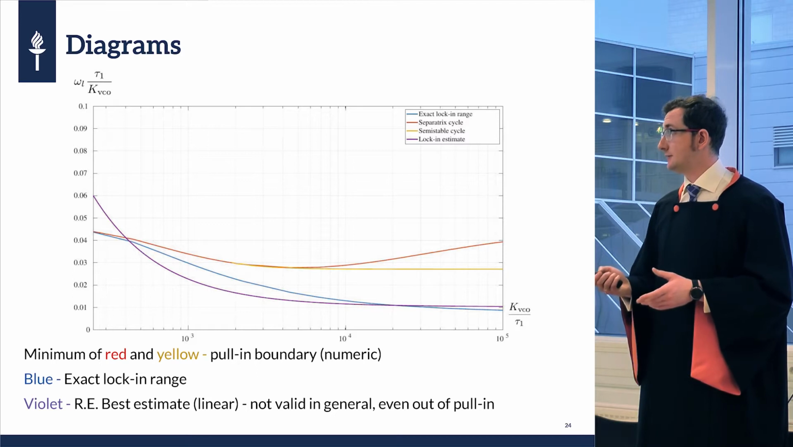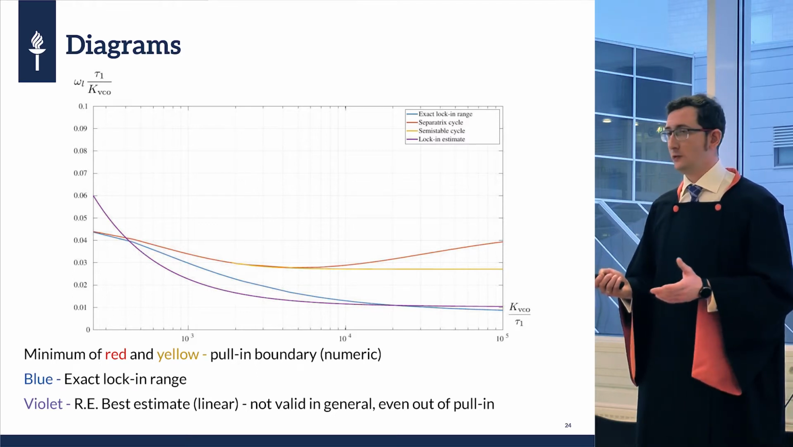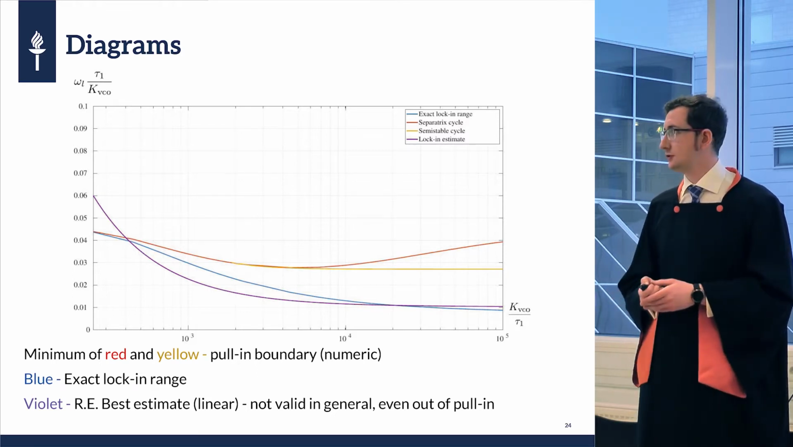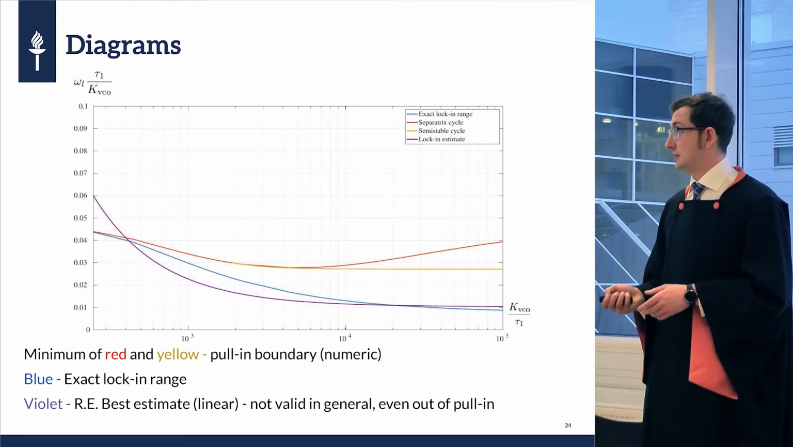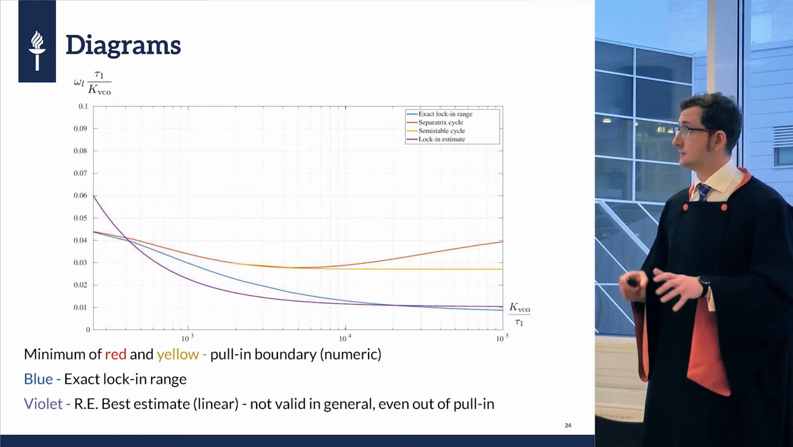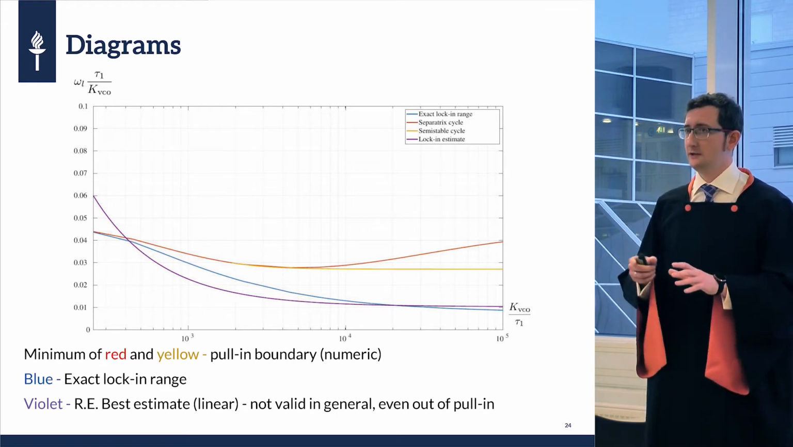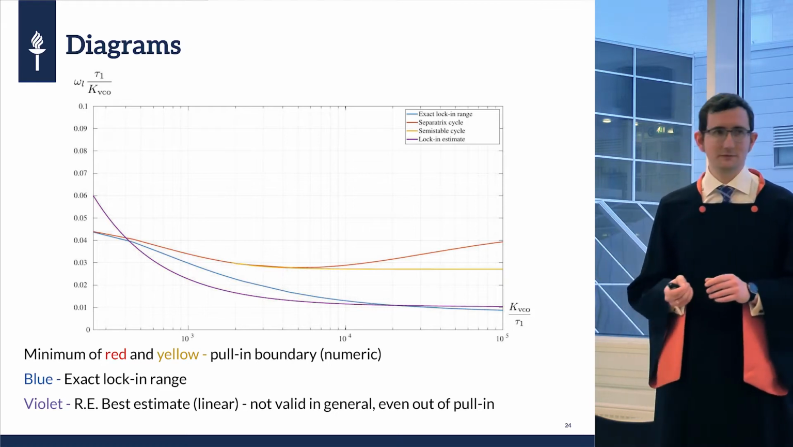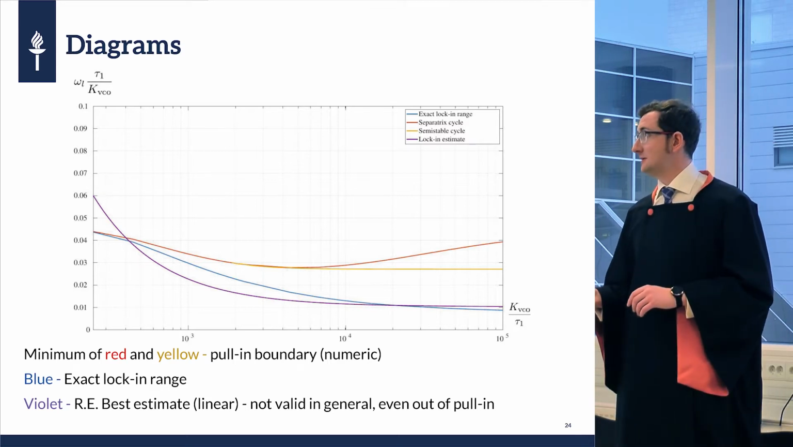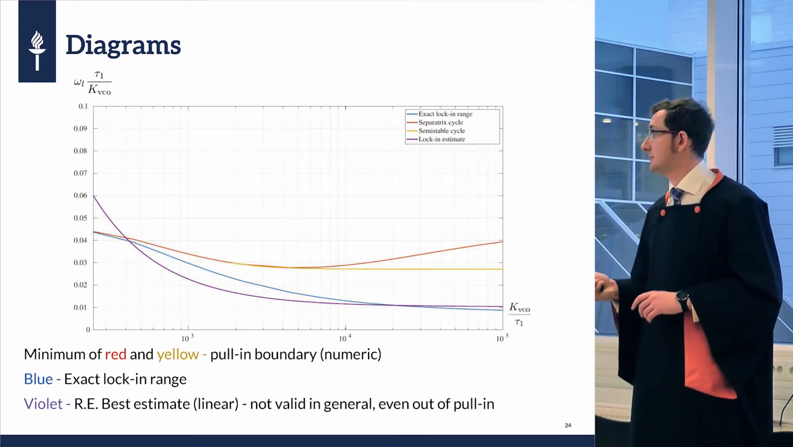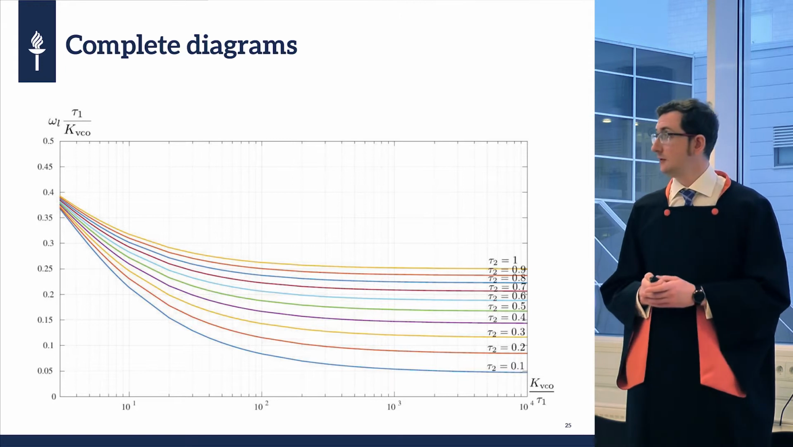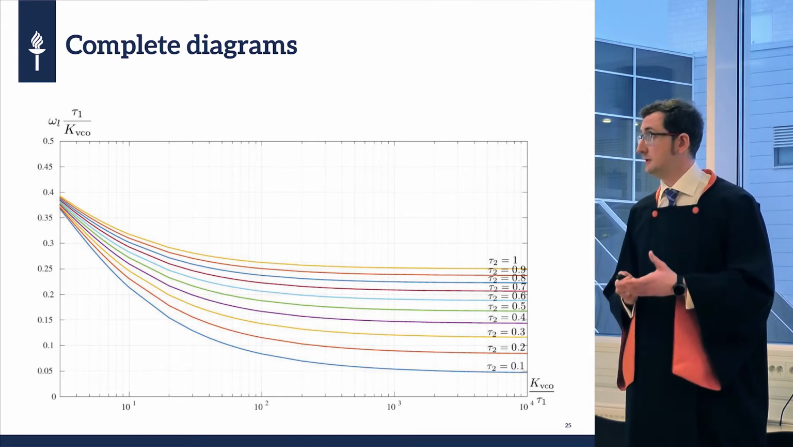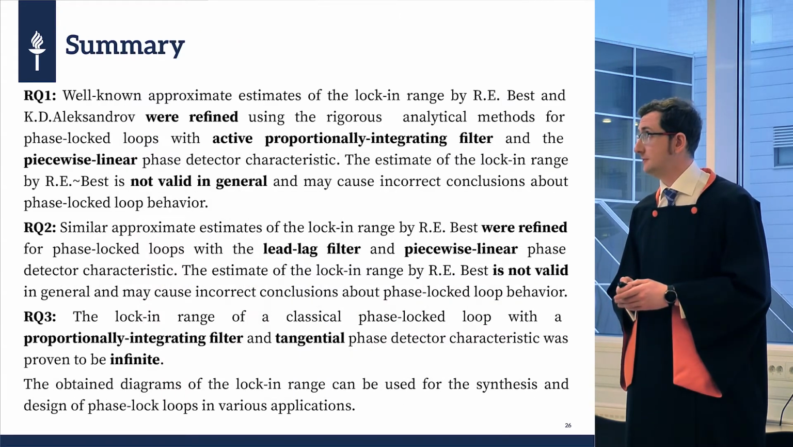So here is the diagram again. Now we compare it to the pull-in range, which is a known result, and to the linear estimate by Roland Best. The scale is logarithmic, so it looks non-linear on the diagram, but it's linear. And again, you can see that it was improved. So complete diagrams are built for the system, and the lock-in range can be determined on these diagrams.